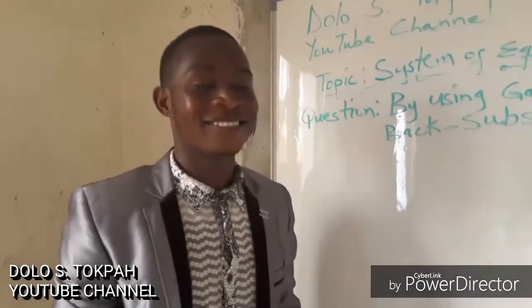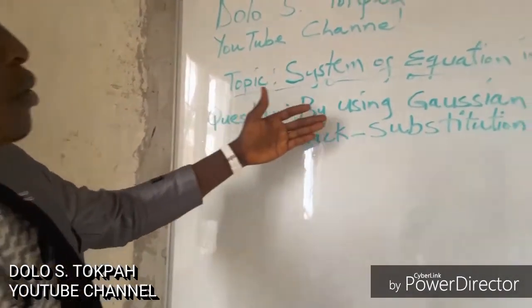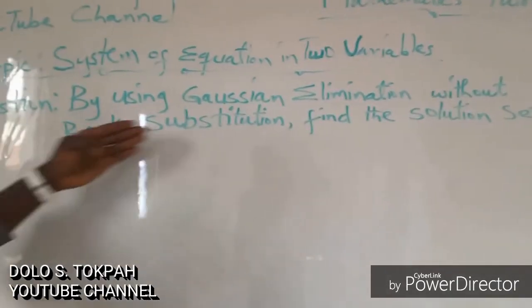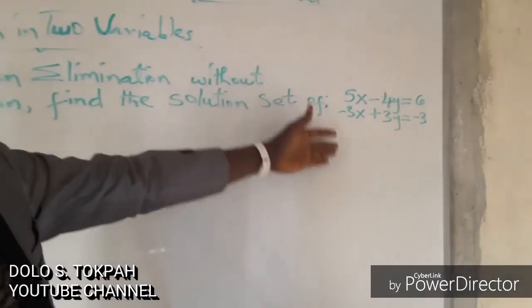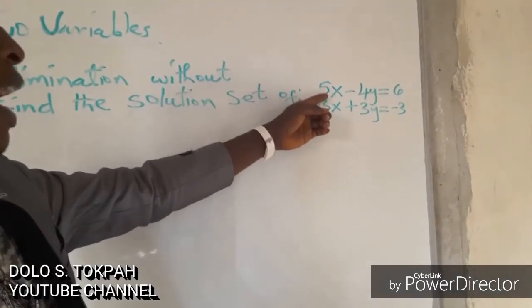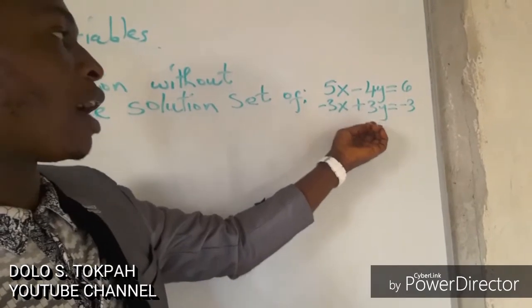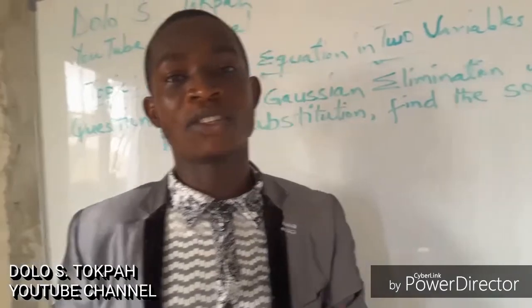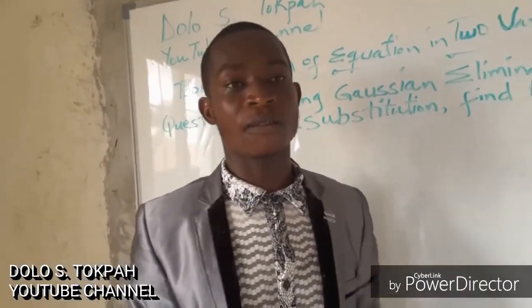Like I said, this is the question. The question here says, by using Gaussian elimination without back substitution, find the solution set of this problem: 5x minus 4y equals 6, and negative 3x plus 3y equals negative 3. So we are asked to find the solution set of this problem.